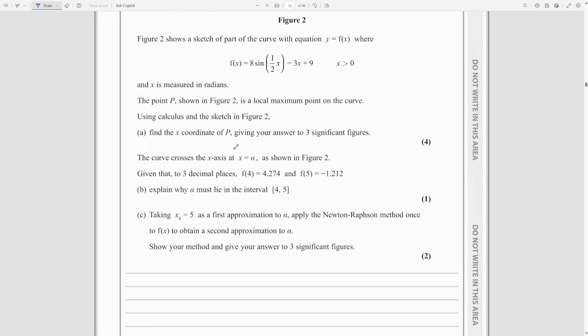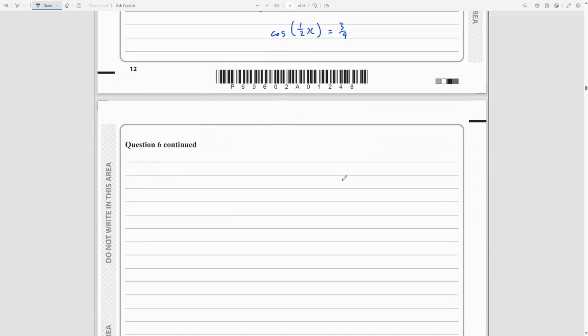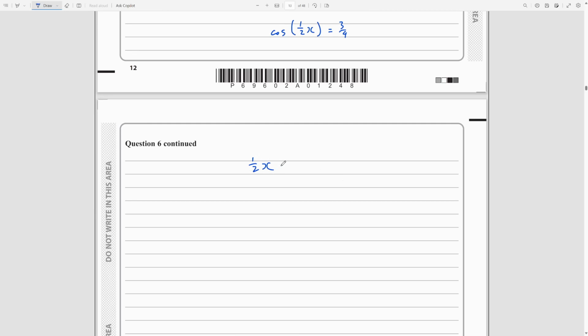So I'm going to differentiate that and set it equal to 0. So f dash of x is, we're using the chain rule, and differentiate sine, I get cos, but the half here means I need to multiply by a half. So I get 4 cos half x. Differentiate negative 3x and it's minus 3. Differentiate 9 and I get 0. So here's what I'm solving. So we get 4 cos half x equals 3, and cos of half x equals 3/4. So that means that half x is inverse cos of 3/4, and I want the third solution to this.